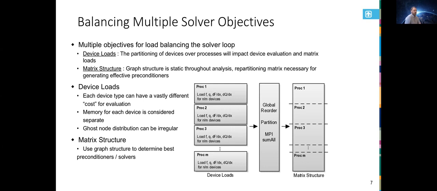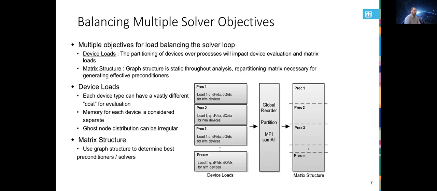For the device evaluation, there's almost no communication happening, so all you really care about is making sure you get a good load balance. Some devices are very expensive to evaluate, like a modern MOSFET model that has many thousands of lines of floating point operations. That's fairly expensive, but another device might be a resistor, which costs almost nothing. So you want to make sure you've done your load balance right, but you don't have to worry about communication. And so the device evaluation is sort of embarrassingly parallel.